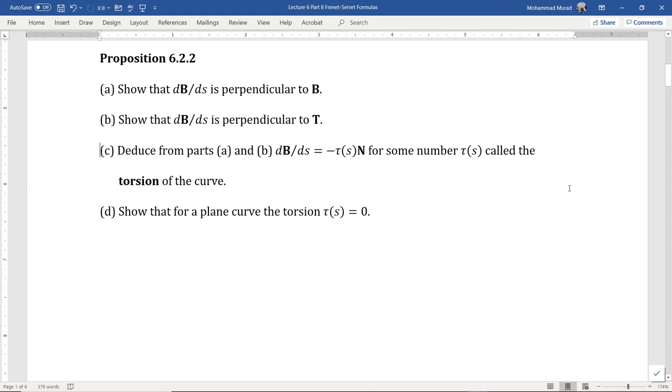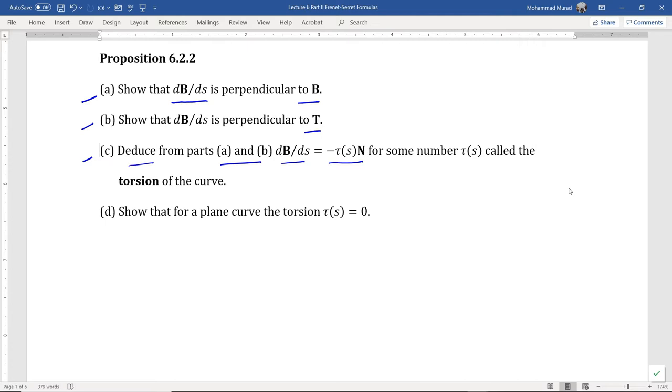Another proposition. Show that the vector dB/ds, the derivative of the binormal vector with respect to the arc length, is perpendicular to the binormal vector B. Show that dB/ds is perpendicular to the unit tangent vector T. Deduce from parts a and b that dB/ds can be written as a scalar multiple of the unit normal vector, where the scalar is negative tau, where tau is some scalar function of the arc length parameter. This scalar function is called the torsion of the curve.